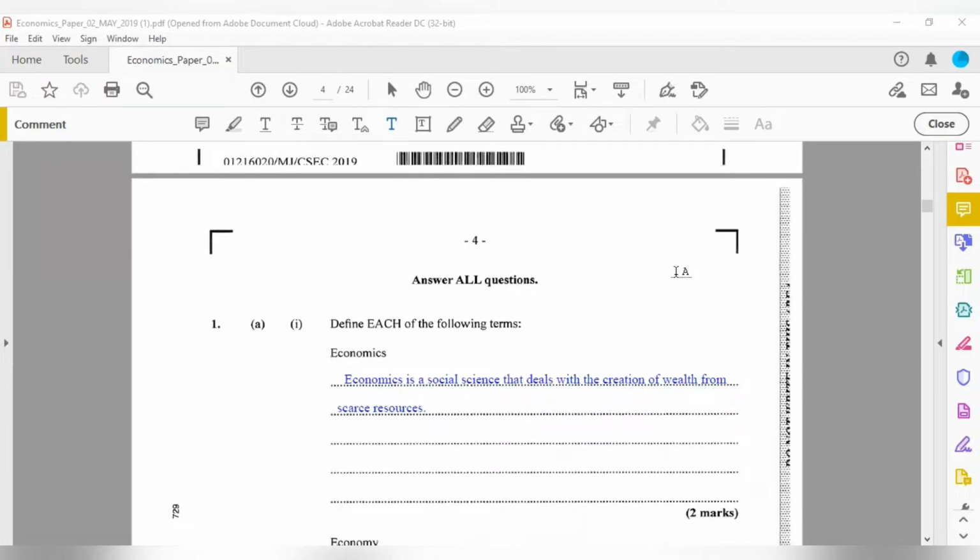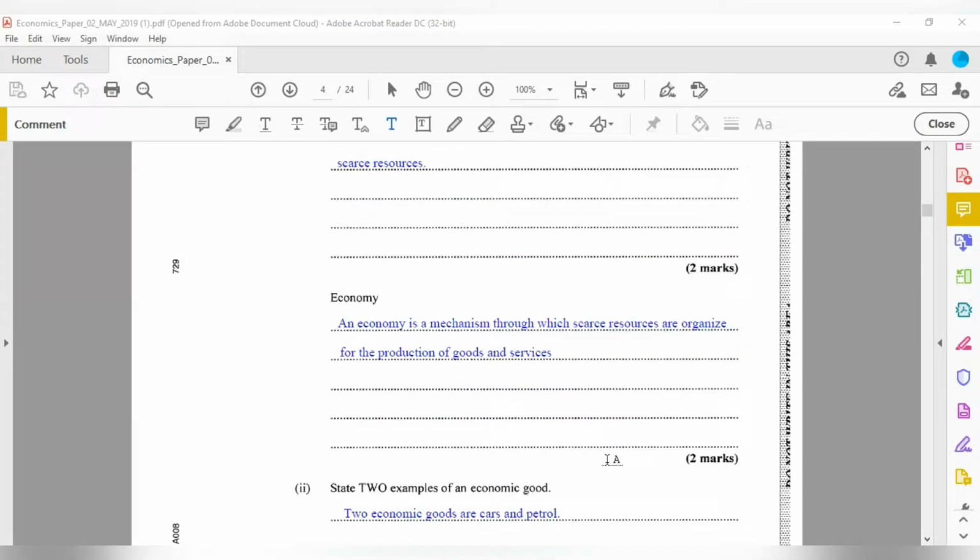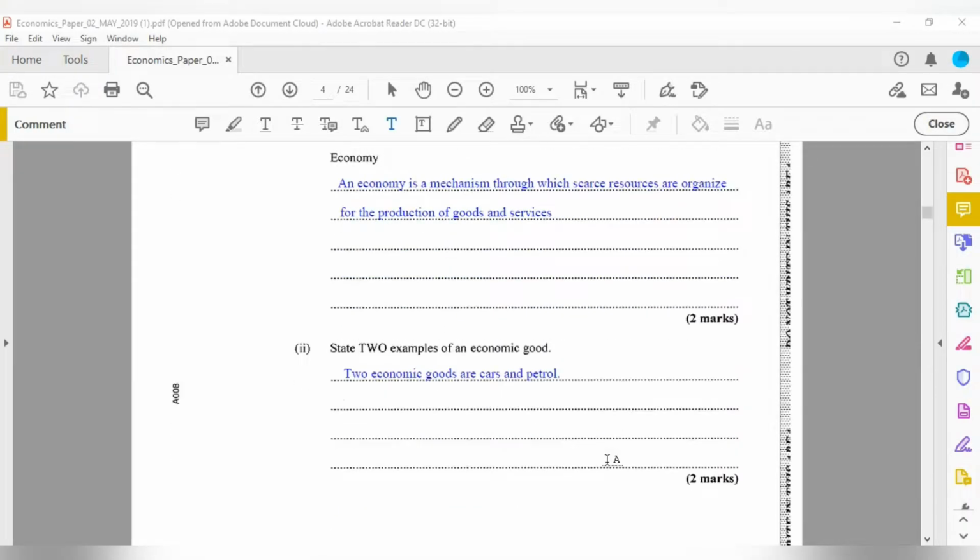1A, define each of the following terms. Economics. Economics is a social science that deals with the creation of wealth from scarce resources. Collect it to max. An economy. An economy is a mechanism through which scarce resources are organized for the production of goods and services. Collect it to max. Say two examples of an economic good. Two economic goods are cars and petrol.